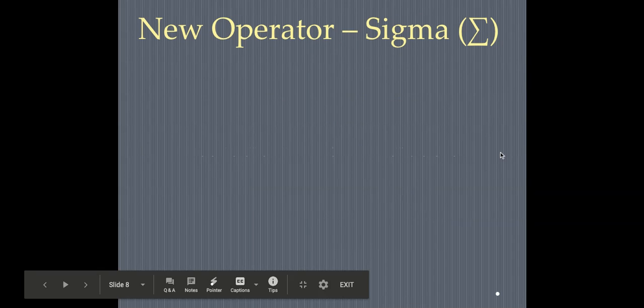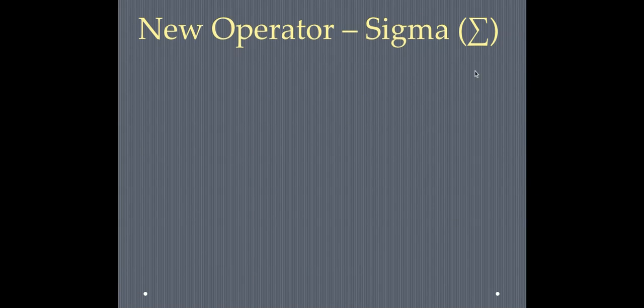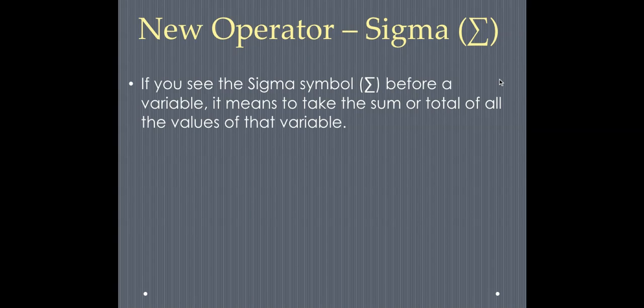Now let's go to this last one. So sigma is the other operator I wanted to show you all. The nice thing is it's the opposite of delta. And so if you know one of these, you know the other. Sigma is this funny looking E, okay? And what this means is you're trying to find the total or the sum. And so instead of subtracting like you would do the last one, you're actually adding for this one. So if you see a sigma symbol before a variable, like sigma t or something, that would basically mean the total of that variable.